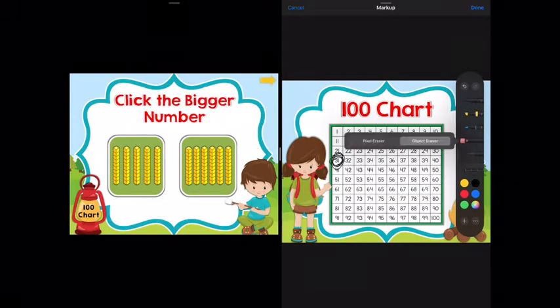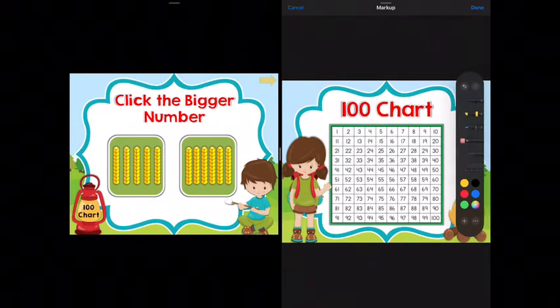Next one. Click the bigger number. If the sticks represent 10, let's count by tens. 10, 20, 30, 40, 50. So this is 50. Let's count this one. 10, 20, 30, 40, 50, 60. This one's 60. Now let's go over to our chart.